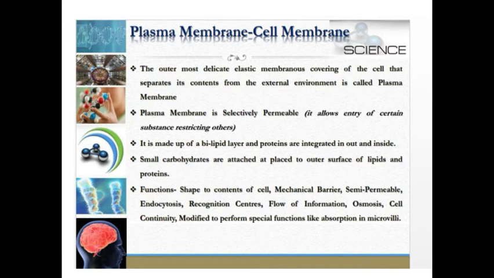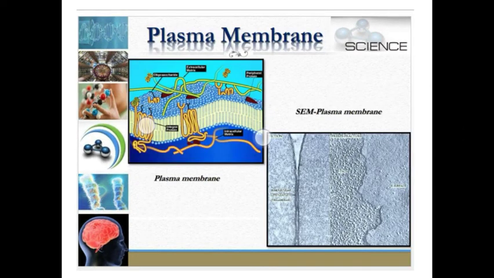So this plasma membrane is selectively permeable. What is selectively permeable? It just allows the entry of certain substances. So only very few substances can enter inside and go outside. So it is called selectively permeable. And it is made up of a bilipid layer and proteins. See the structure of plasma membrane.